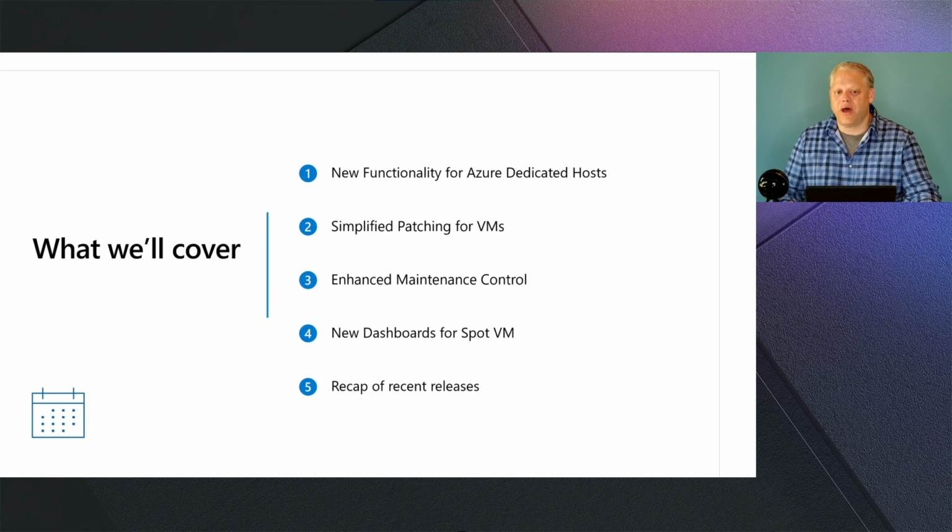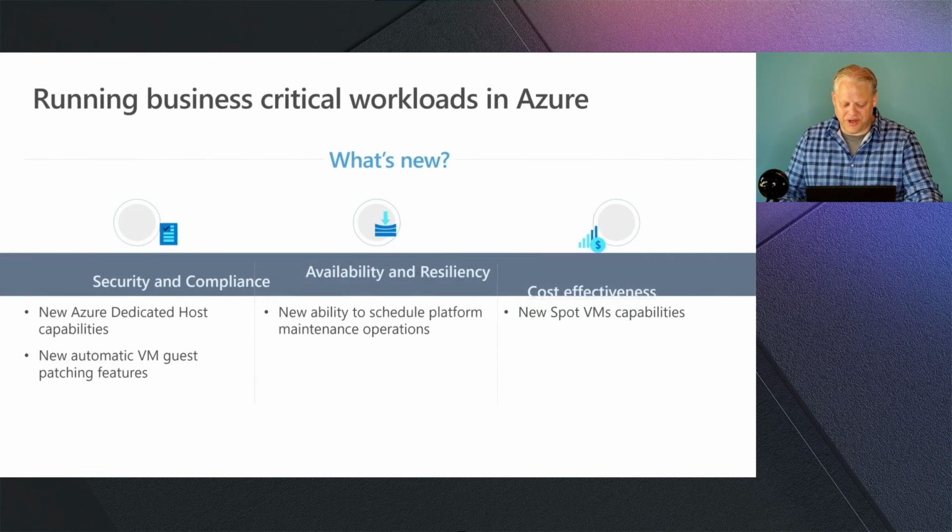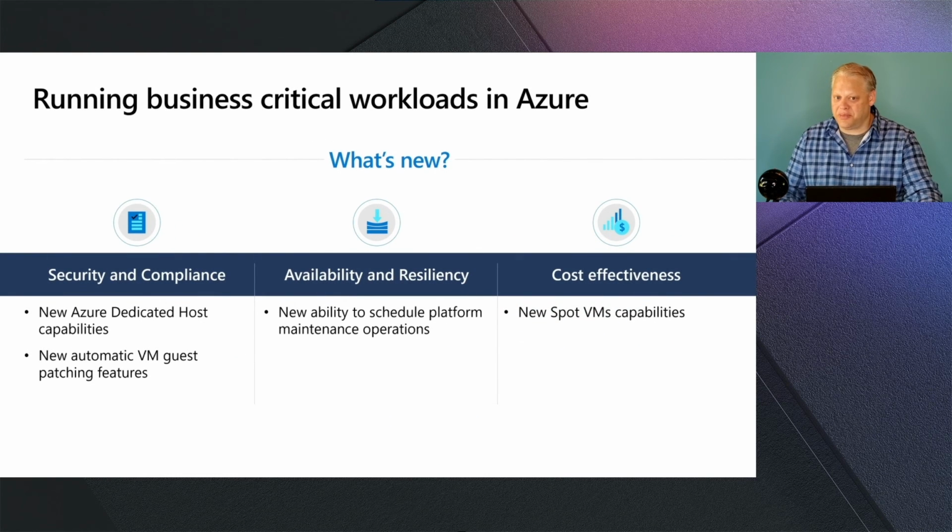then how you can get more out of our Azure VM spot instances that allow you to lower your cost of ownership while running these heavily discounted instances, but with more control. And finally, as I mentioned, we will wrap up some of the key functionality that's been recently released. And so we will hit these four areas. Specifically, we will cover the new capabilities for security and compliance around dedicated hosts and patching, availability and resiliency through the maintenance control, and cost effectiveness through the new dashboards and functionality that will be released for spot virtual machines.